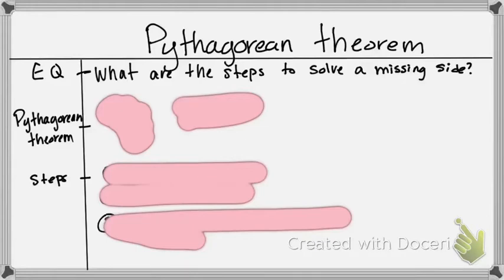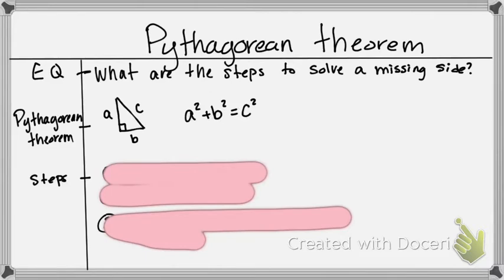Today we're going to talk a little bit more about Pythagorean theorem. And our central question is, what are the steps to solve a missing side? We talked about Pythagorean theorem yesterday, and we said that it involves a right triangle where the legs are A and B and the hypotenuse is always C. And this is the formula: a squared plus b squared equals c squared.